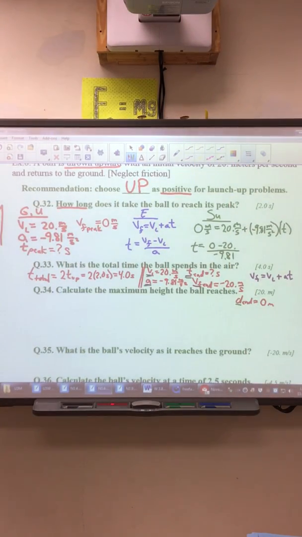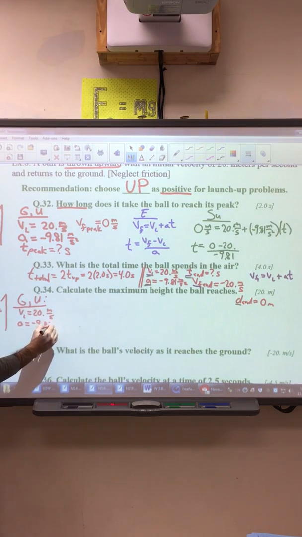Calculate the maximum height the ball reaches. Well, it's a throw-up problem, called up positive. I'll write my givens with units. What do I know? I know the VI is 20 meters per second. I know the acceleration is directed downward, so I'm going to call it a negative 9.81 meters per second squared.